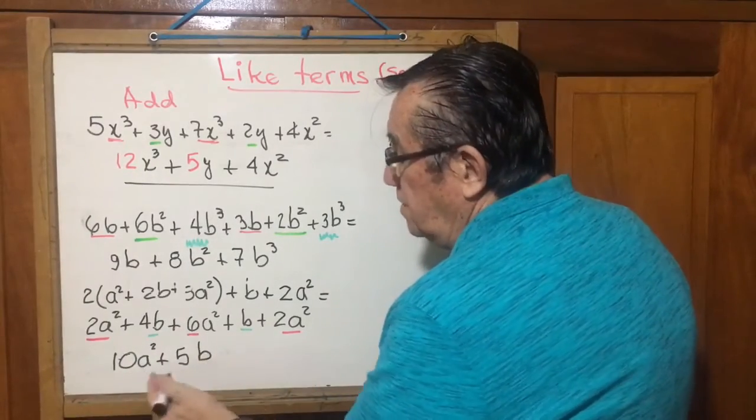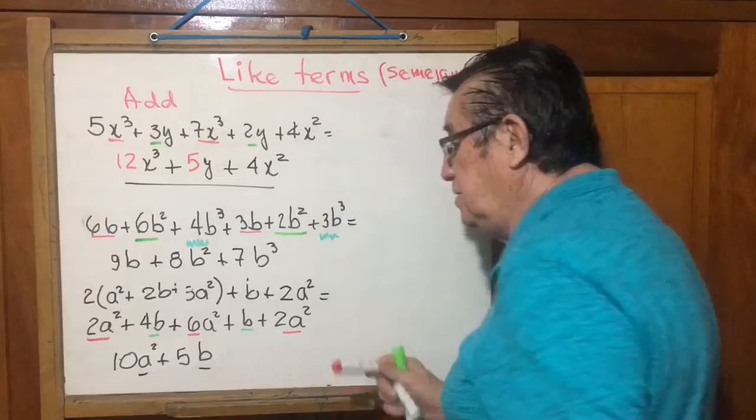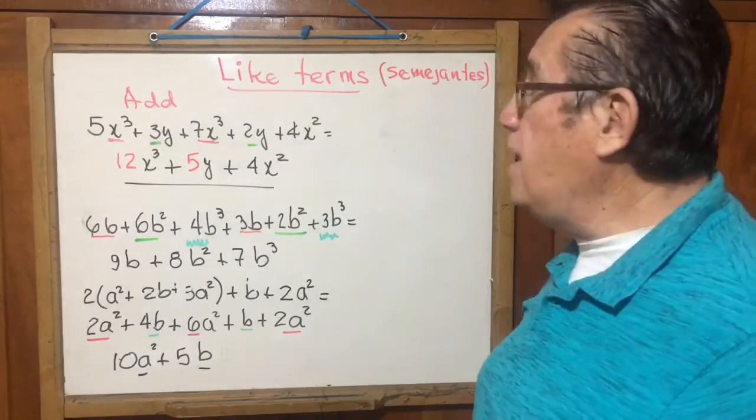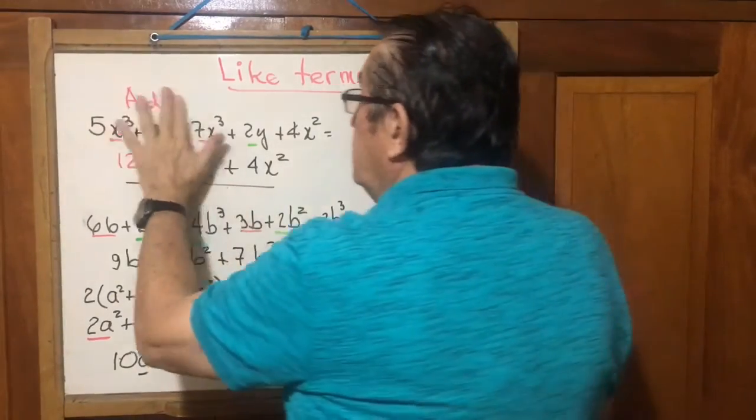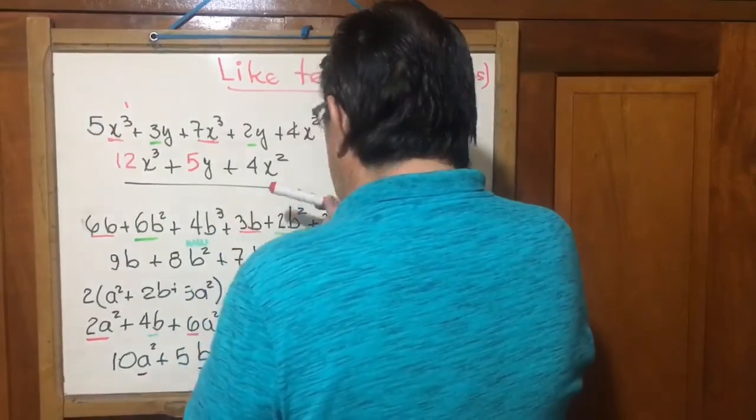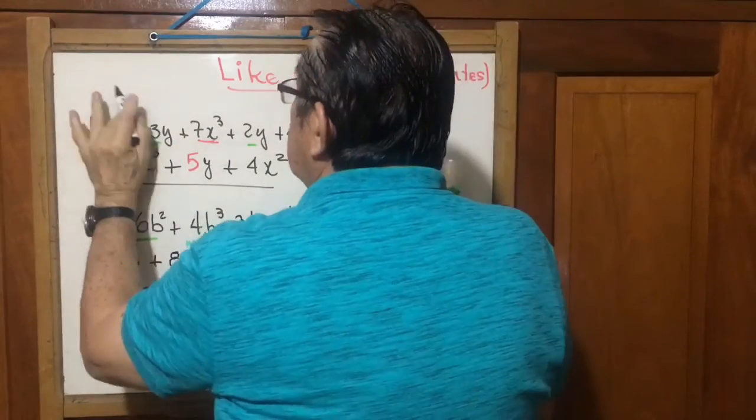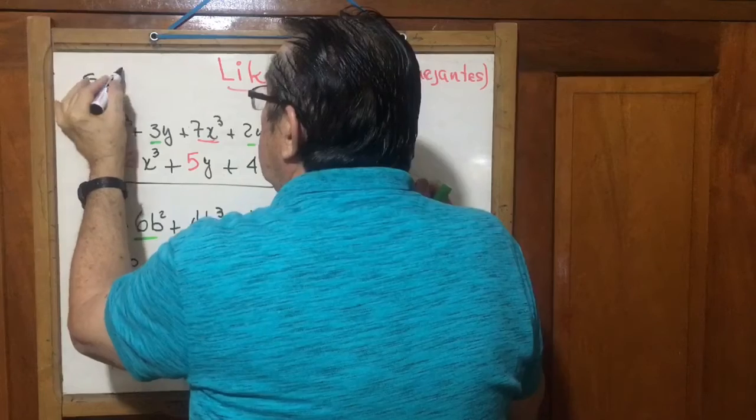I cannot add them because they are different. This is the way when you can add. And what is the difference with subtraction? Now we're going to do subtraction.